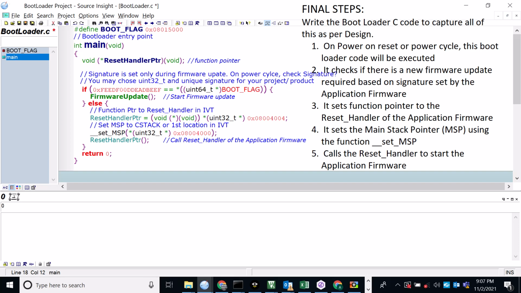3. It sets a function pointer to the Reset_Handler of the application firmware. 4. It sets the main stack pointer, MSP, using the function __set_MSP. 5. It calls the Reset_Handler to start the application firmware.